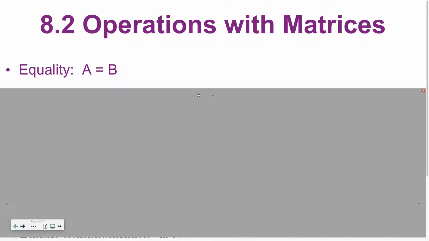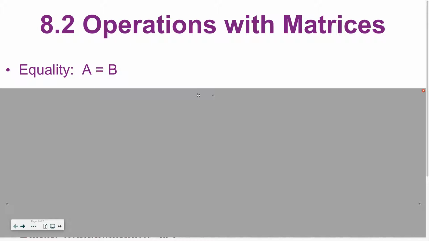So today we're going to take a break from augmented matrices, and we're just going to talk about normal matrices. So you're not going to see any of those dots in the matrices. Also, the matrices that we talk about today are not going to represent a system of equations.